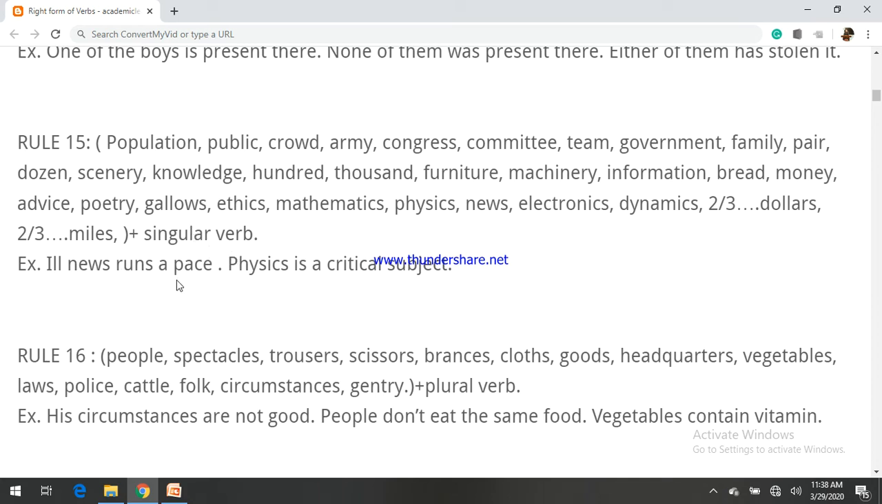See, ill news runs a page. Ill news is third person singular, not third person plural. That's why runs, not run. Physics is a critical subject, not physics are a critical subject. If you write physics are a critical subject, then it's wrong. Physics is one subject, the name of a subject from a science background. Okay, physics is a critical subject.